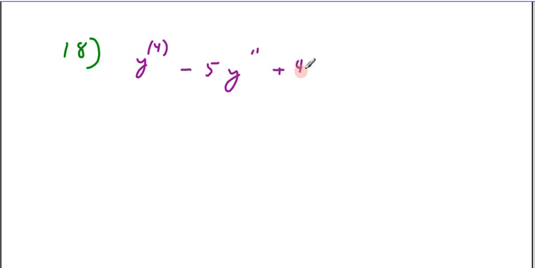Okay, so now we're going to do number 18. Now I'm pretty sure I worked this problem about 4 times before I got it right. 18. The fourth derivative minus 5 times the second derivative plus 4y is equal to e to the x minus x e to the 2x.